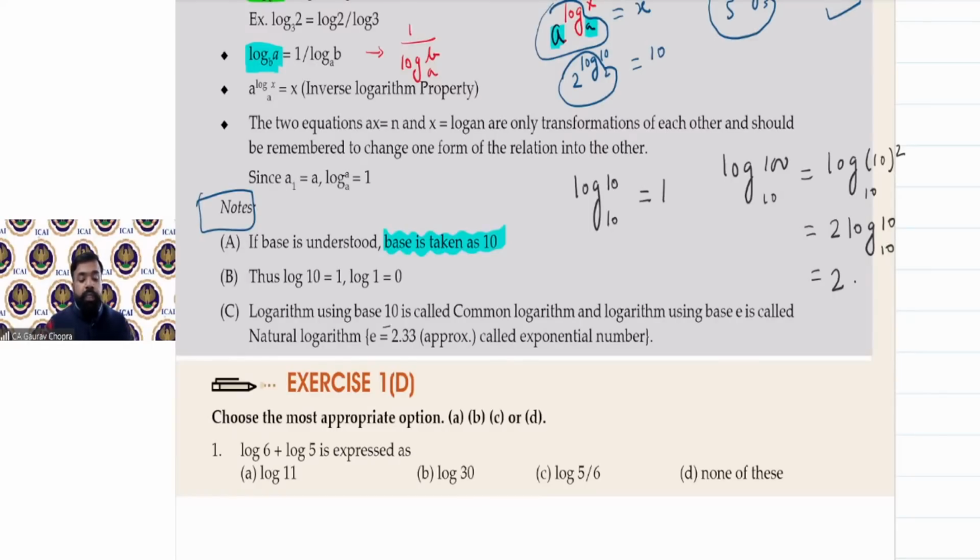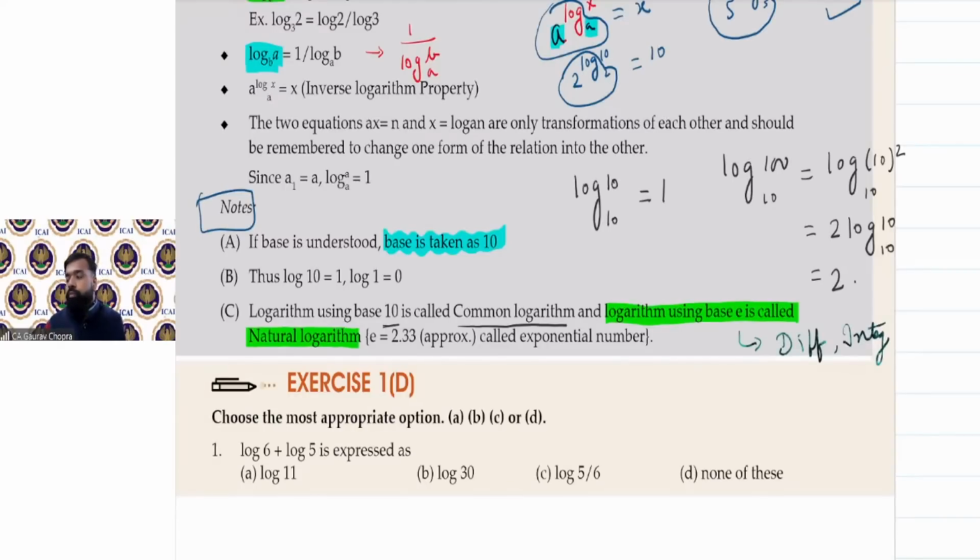So logarithm using base 10 is known as common logarithm. But in some other chapters, let's say in differentiation and integration, where logarithms will be coming, by default we will take base as e in those chapters. So logarithm using base e is known as natural logarithm. This base e is used in the differentiation chapter and integration chapter.